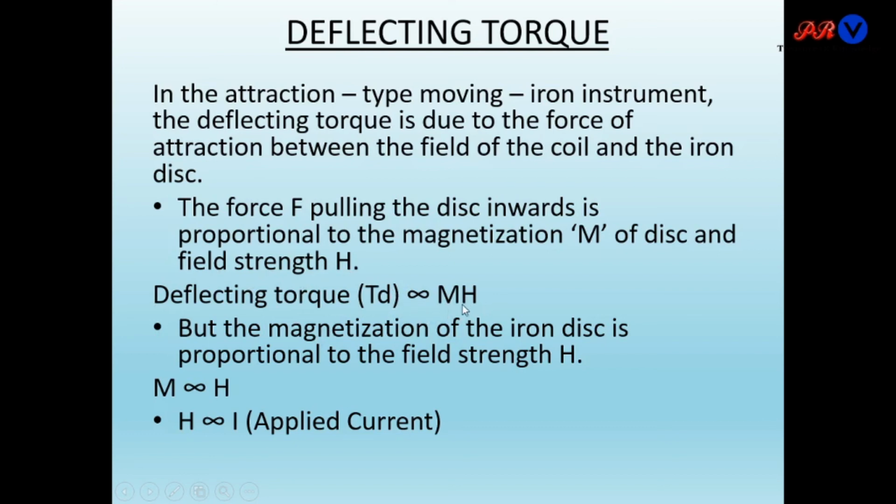But this magnetization of disc is proportional to the field strength H. M is further proportional to H. So we have Td which is directly proportional to H square. But field strength is proportional to the applied current. Current is more, magnetic field intensity is more.